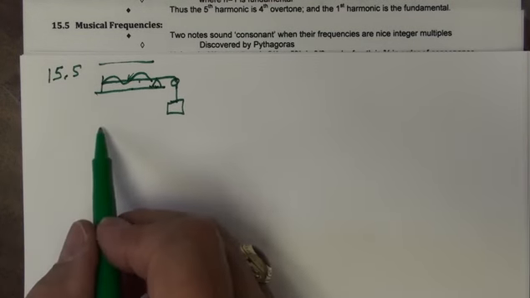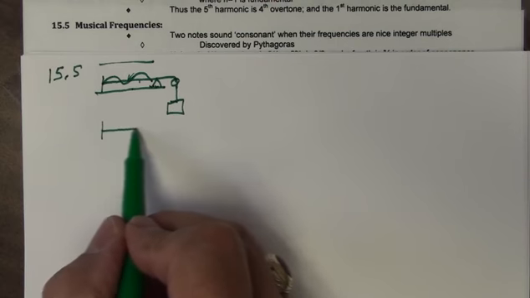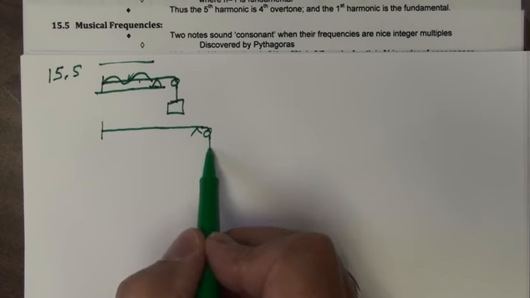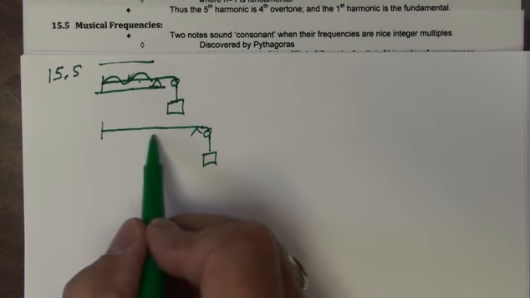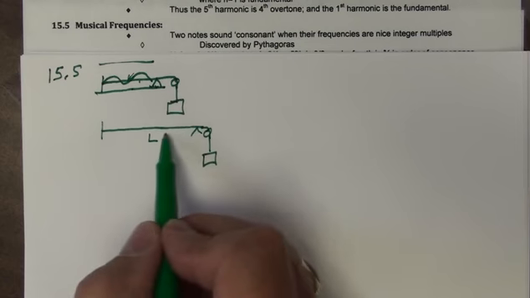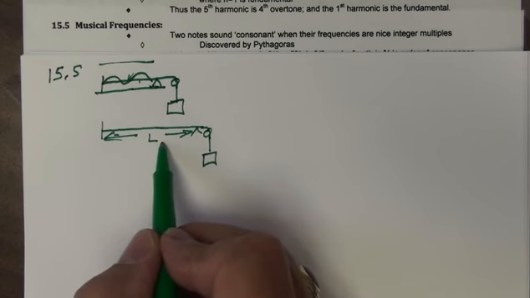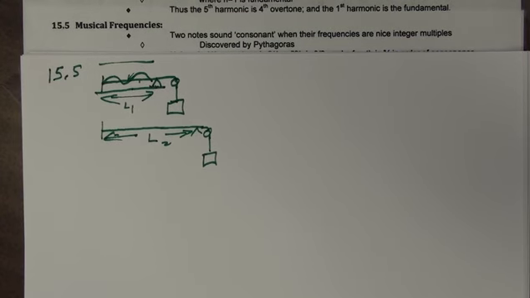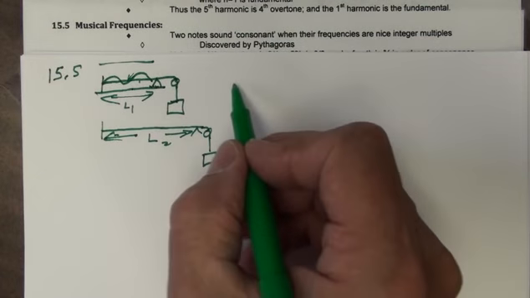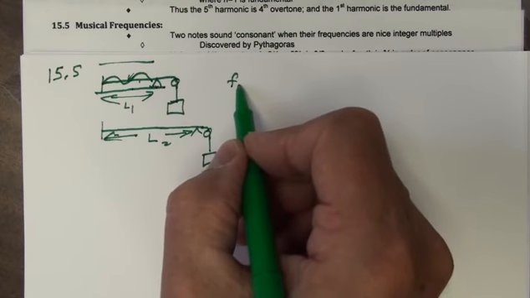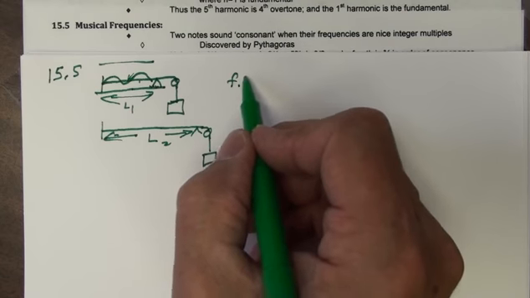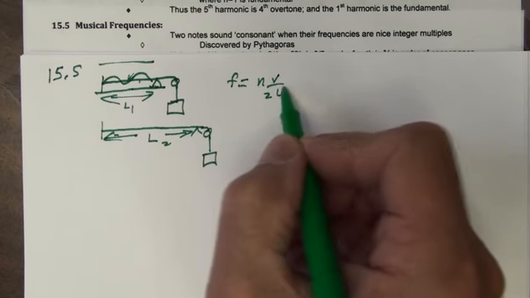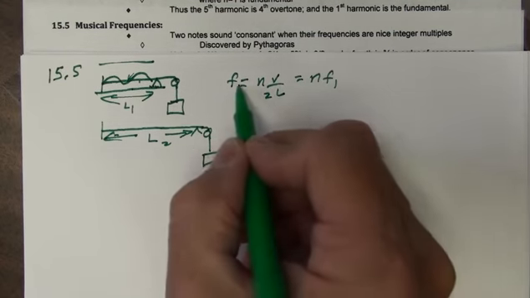And he did that with 2 systems. So he did 2 of these at the same time and compared one of these with another that had a different length. So this is a length L2 and a length L1. Of course, what he found when he made this comparison was our previous result, that the frequency here would be equal to N times V over 2L, or N times F1.